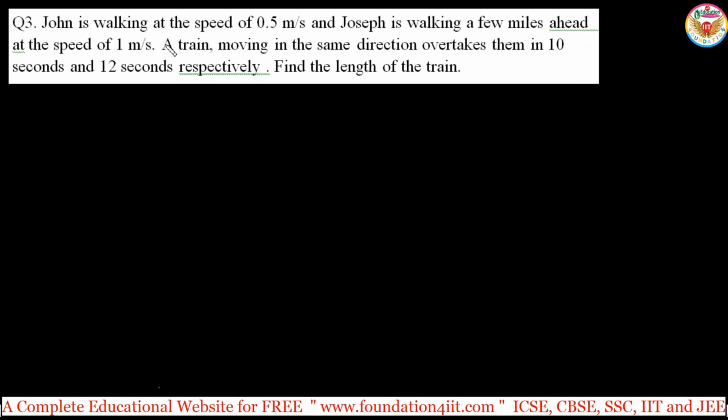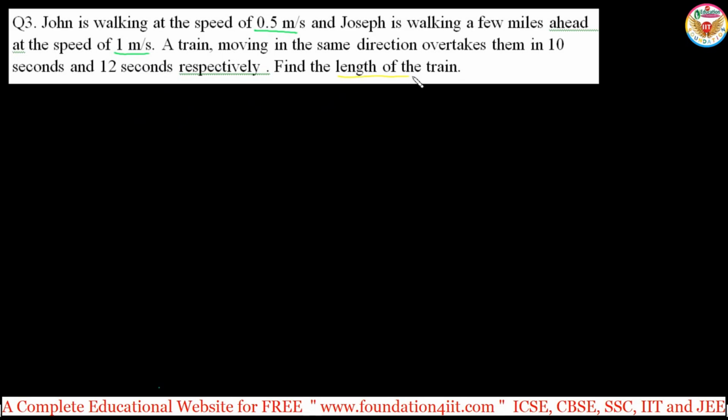John is walking at the speed of 0.5 meter per second and Joseph is walking a few miles ahead at the speed of 1 meter per second. Two persons' walking speeds, it is. A train moving in the same direction overtakes them in 10 seconds and 12 seconds respectively. Find the length of the train, because one person is ahead. Okay, these are the speeds and one train in the same direction overtakes them in 10 and 12 seconds. Same direction, 10 and 12, time difference.